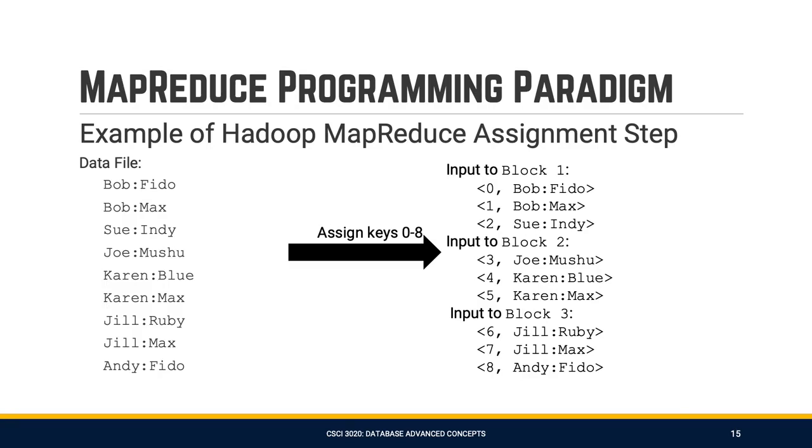If you remember, in HDFS it breaks the file into blocks. So let's assume that when that file is stored in HDFS, it's stored into 3 separate blocks. The first block gets a key value pair. Block 1 has record 0, record 1, and record 2. So that's Bob, Fido, Bob, Max, and Sue, Indy. Block 2 then has 3, 4, and 5, which is Joe, Mushu, Karen, Blue, and Karen, Max. And then block 3 has 6, 7, 8, Jill, Ruby, Jill, Max, and Andy, Fido.